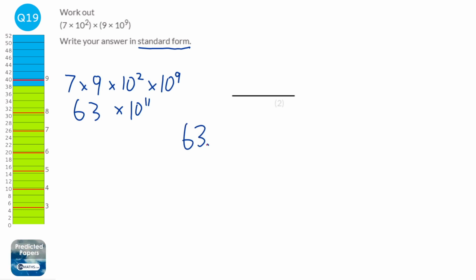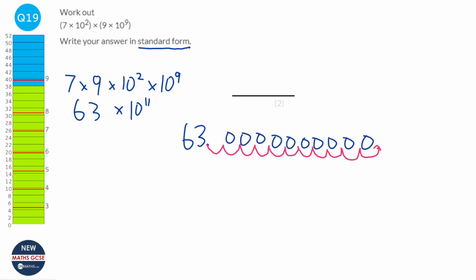So here we've got 10 to the power of 11, so it'd be 1, 2, 3, 4, 5, 6, 7, 8, 9, 10, 11. We fill these all out with zeros, and that's the number we've created here. A lot of zeros. Now, to make it a number between 1 and 10, not including 10, the decimal point needs to be here.